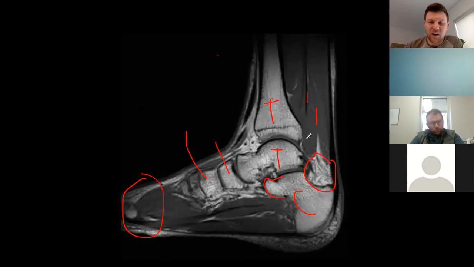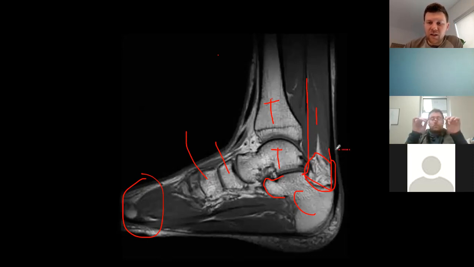Kager's triangle in there. And when we talk about Kager's triangle, there's 3 borders to it. So what's the inferior border? The top of the calcaneus. Okay. What's the posterior border here? The Achilles tendon. And then what tendon is running right down here that can make up the anterior border? Is that the FHL? Good.